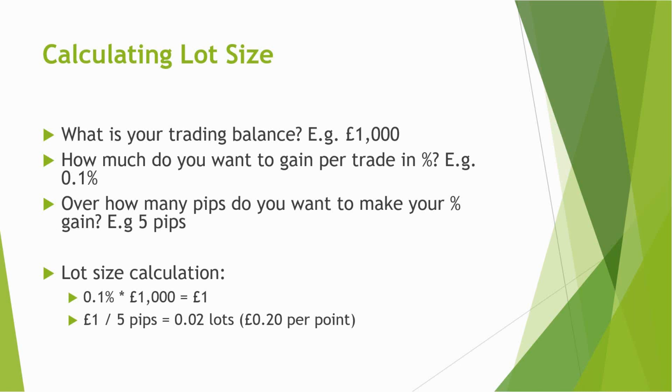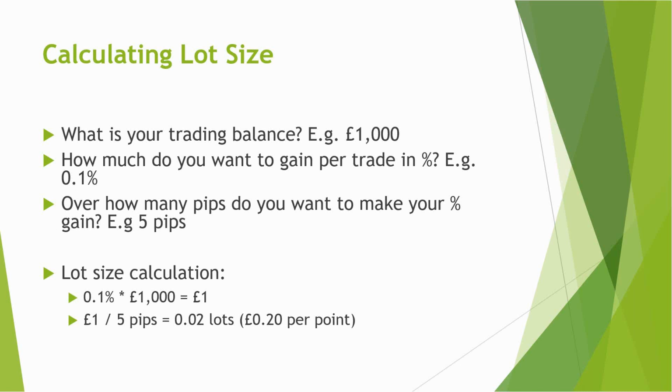And again, I've tried different things, but from a backtesting perspective, this worked the best from what I found. So the next question, once you've worked out how much you want to trade with, is how much do you want to gain per trade? For example, I've put 0.1%. So I want to make 0.1% gain per trade of my account balance. As my account balance grows, 0.1% will be a bigger number at £2,000 than if it was £1,000.